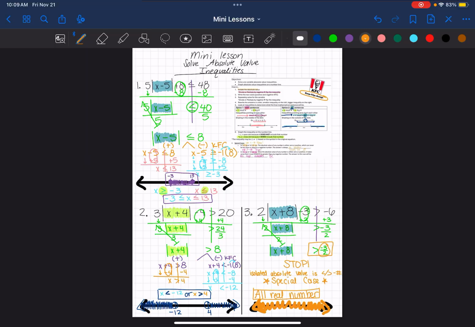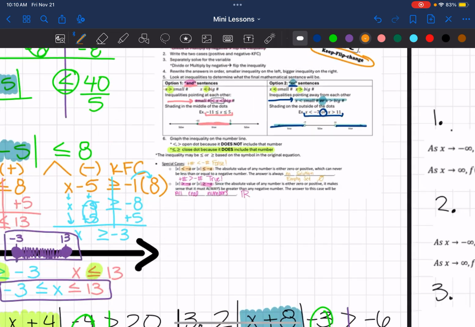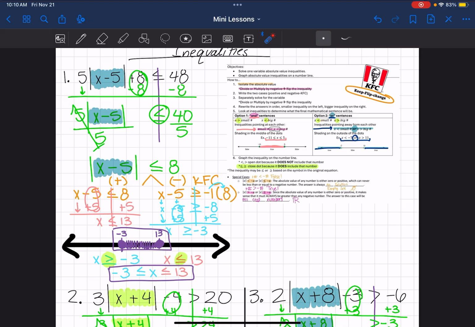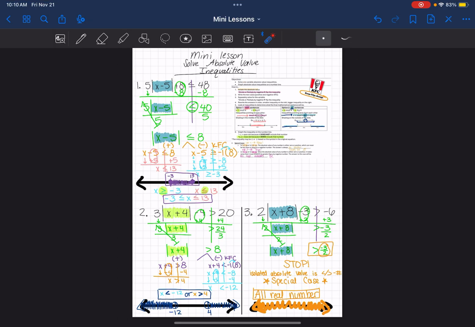All right, I know this was a bit of a longer video, but we went through all of the types of answers you might run into, with the exception of the other special case, which is if we have an absolute value isolated to a less than a negative number, which would mean the empty set or no solution. So besides that, we have seen every case possible.